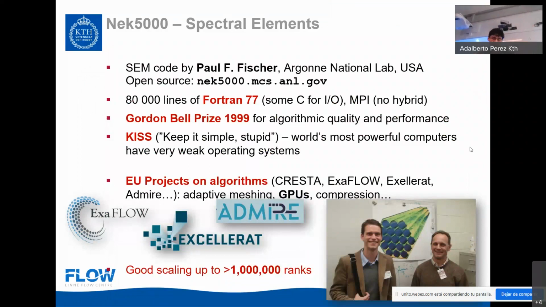Yes, so that introduction was a little bit of turbulence, on why it is important and why it is challenging to do computationally, right? So then we can actually start talking about the code. The code that we use is NEK5000, which is a spectral element code. It was developed by Paul Fischer at Argonne National Lab in the USA. It's written mainly in Fortran 77. It has some C, and it's a pure MPI application.